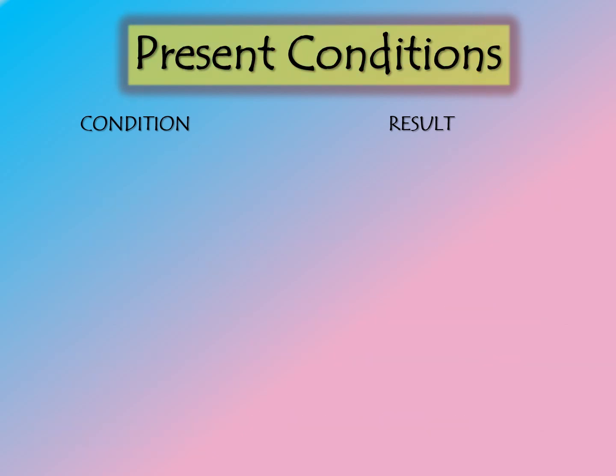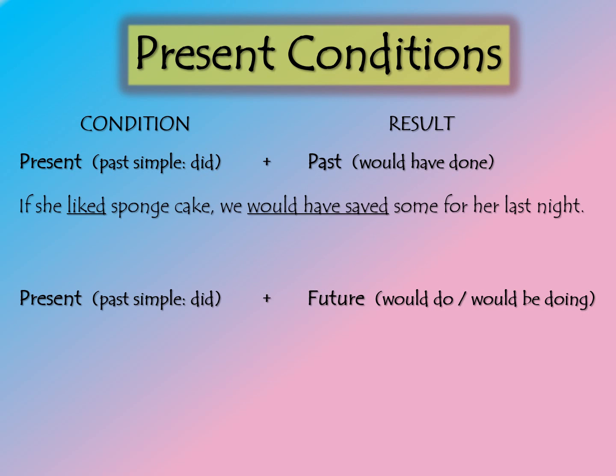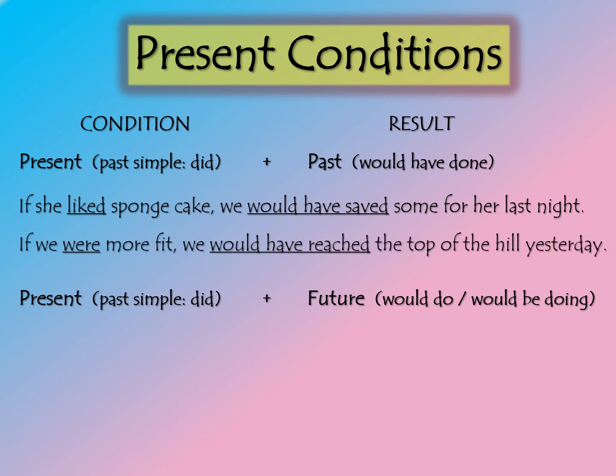And now, the present conditions. We will look at the present with the past, as well as present with future. First, the present and past. If she liked sponge cake, we would have saved some for her last night. If we were more fit, we would have reached the top of the hill yesterday.